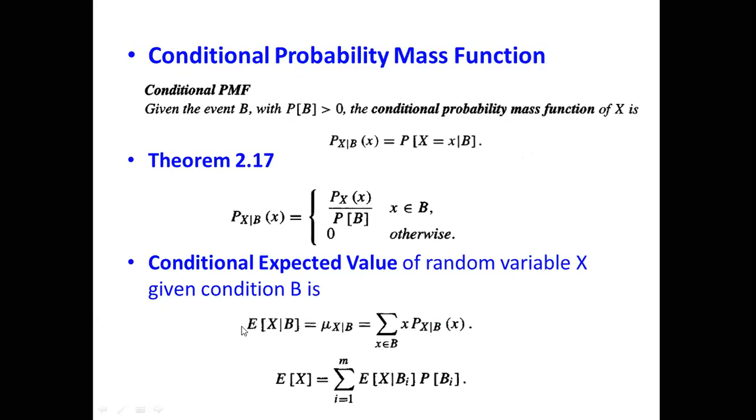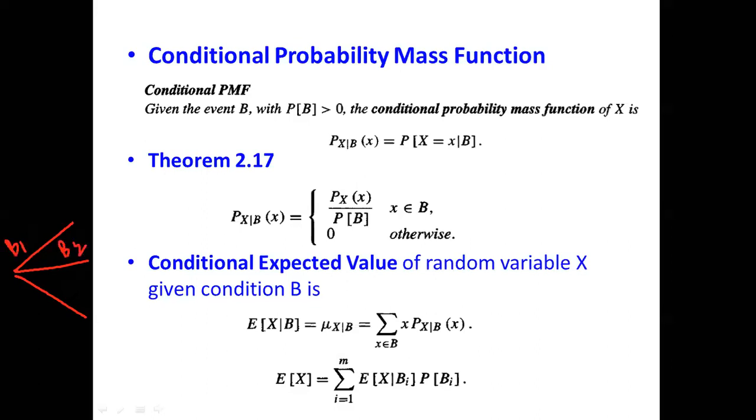If we have the conditional probability or conditional expected value, from the conditional expected value we can find out the total expected value. There can be 2 or 3 conditions. Say for example, we have three conditions, B1, B2, B3. This is the probability of X given B1, this is the probability of X given B2, and that is the probability of X given B3.